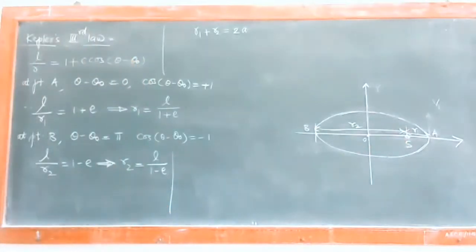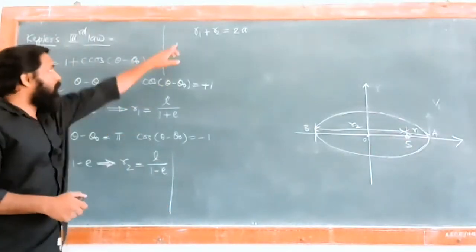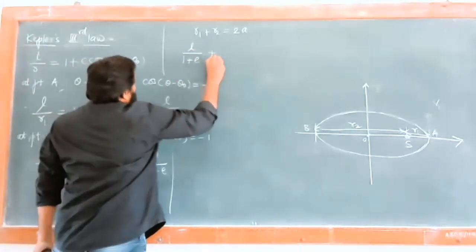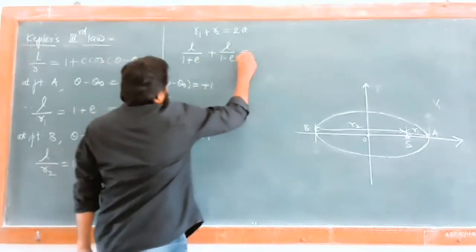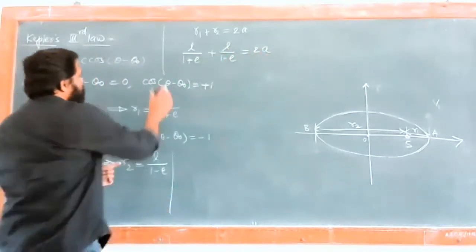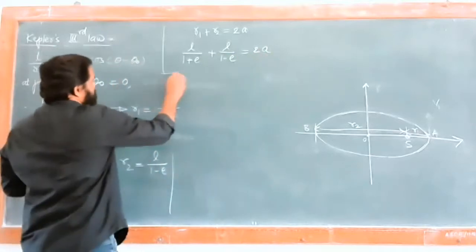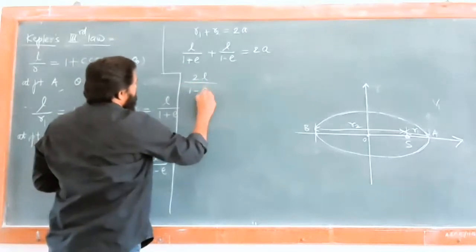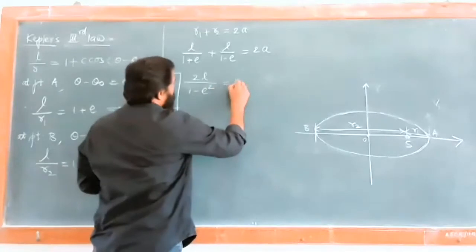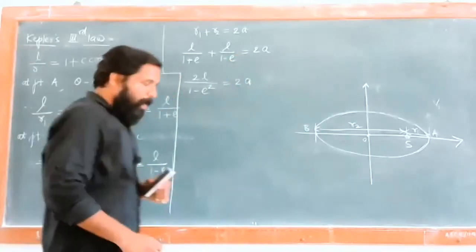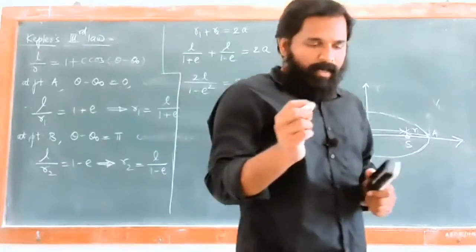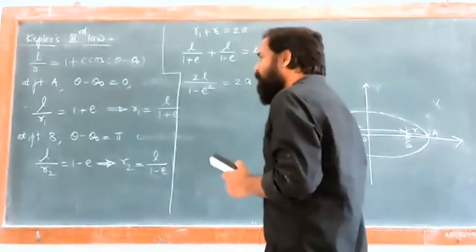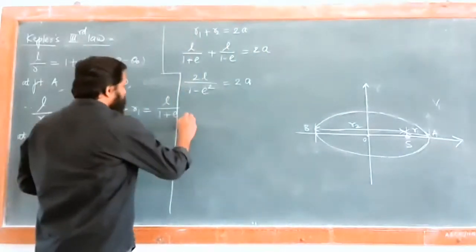Now, I will have to use this R1 and R2 at these places, and so I can write this as L upon 1 plus E plus L upon 1 minus E, and that is equal to twice A. And so I can write this as twice L, that is 1 minus E square, and that is equal to twice A. Now, we have seen the two conditions, one is eccentricity and second one is the semi-latus rectum. So you can have their values.